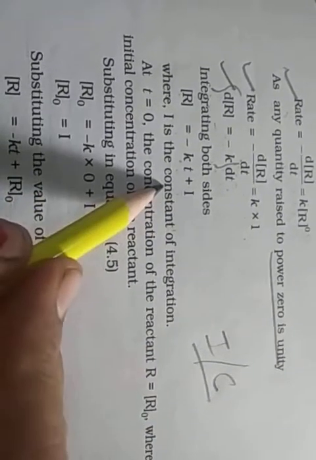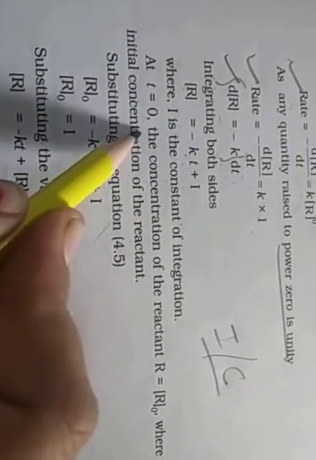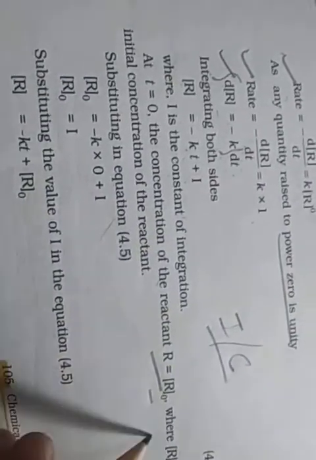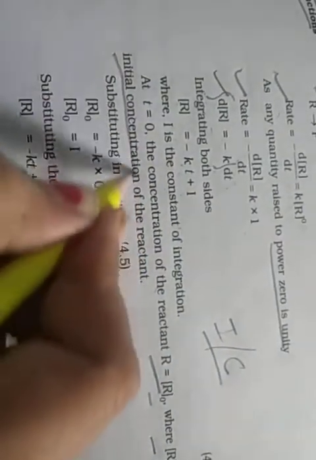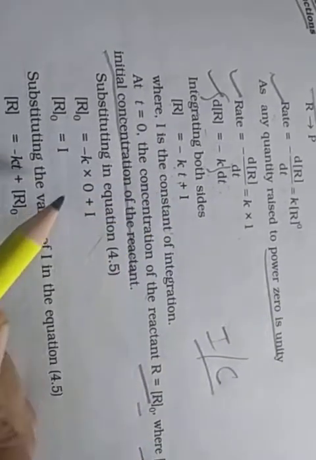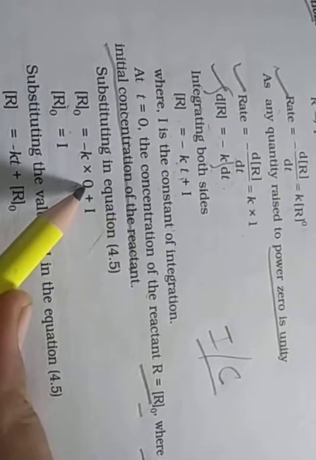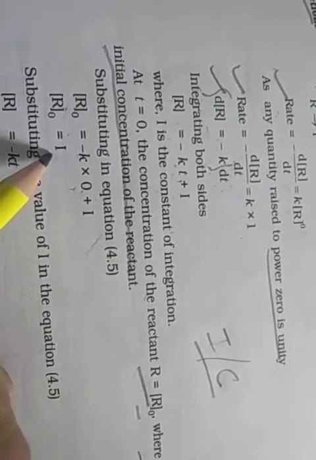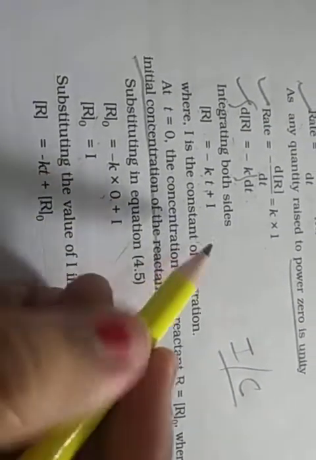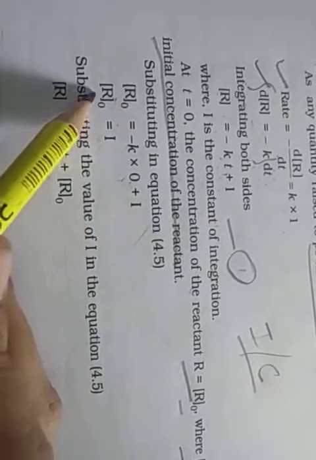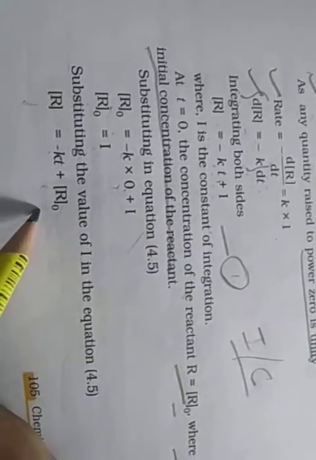So integration of the constant: if t is equal to 0, the concentration of the reactant R is equal to R naught. R naught means the initial concentration of the reactant. So t is equal to 0 and R is equal to R naught. So k multiplied by 0 is 0, so the R naught value is I, and we put this value in the formula again. So R is equal to minus kt plus I, with the R naught value put in for I, so R naught.